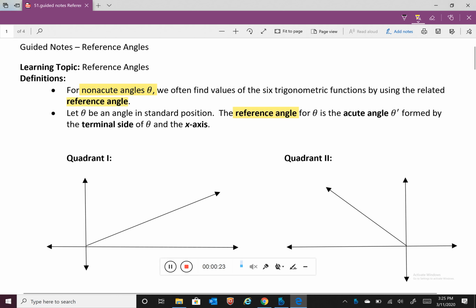The reference angle for theta is the acute angle, and we're going to denote that by theta prime, formed by the terminal side of our angle and the x-axis. So it is always formed by the terminal side of our angle and the x-axis.